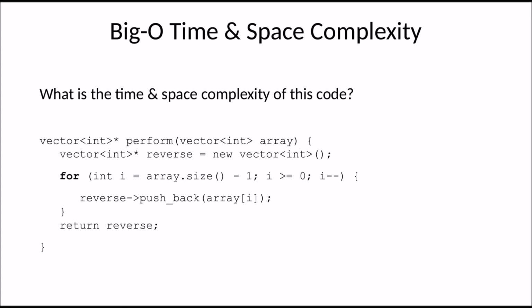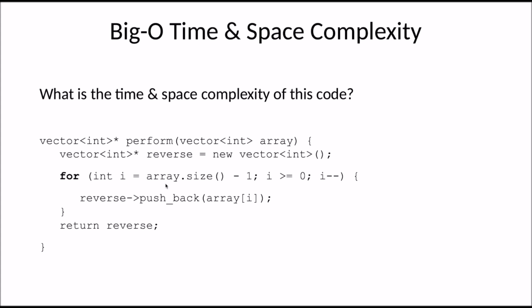Now, one more example. I have an input array. In this case, I allocate memory for a new vector inside the function as a local variable. And then I iterate over the input in reverse order and push the values into this reverse vector, which I then return. So it's a single loop. The loop depends on the input. So it's O(n), and the performance in terms of time complexity is O(n).